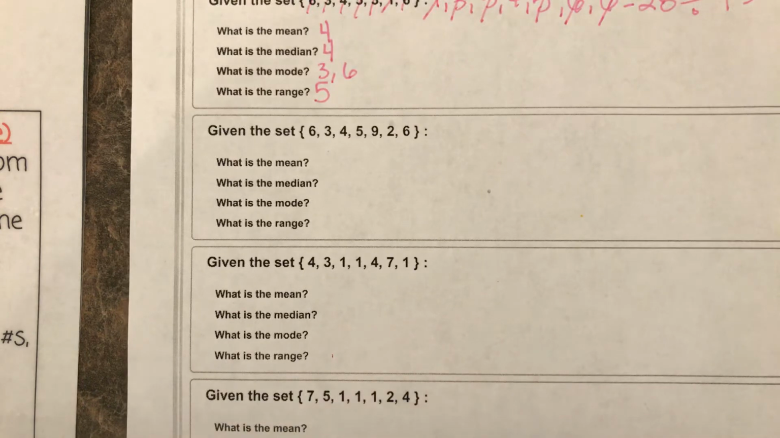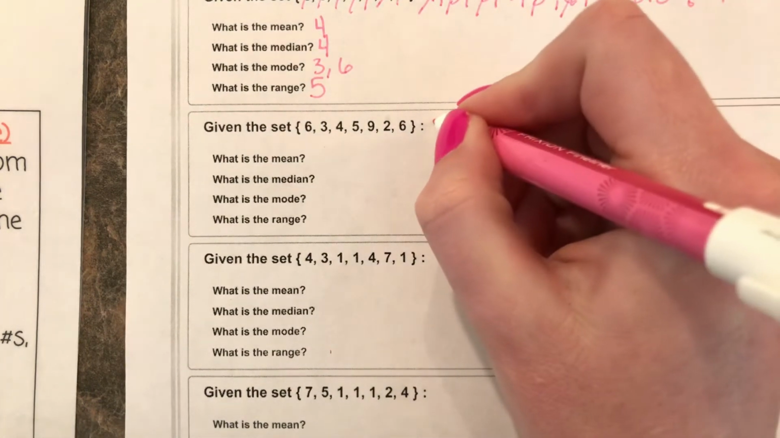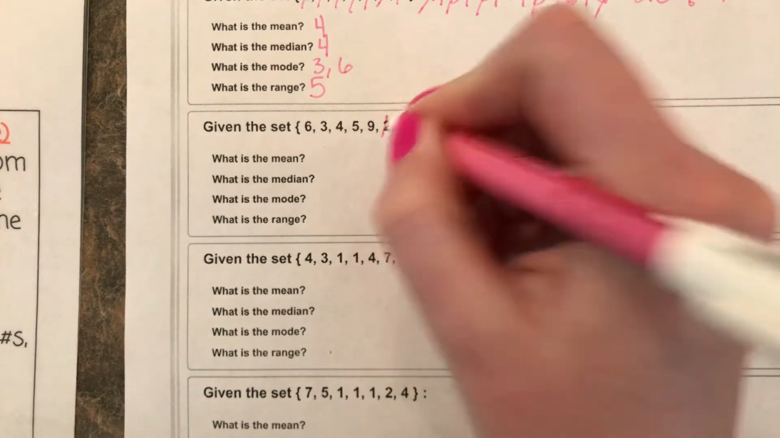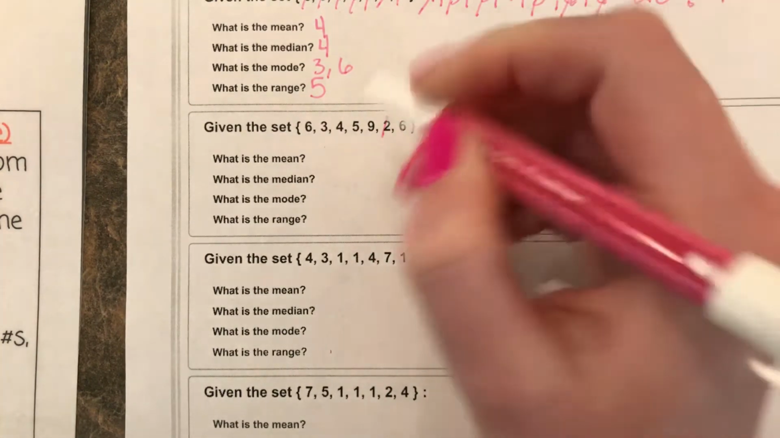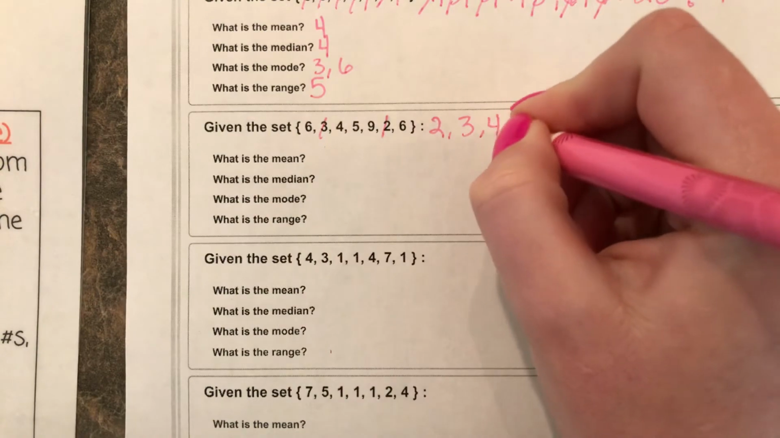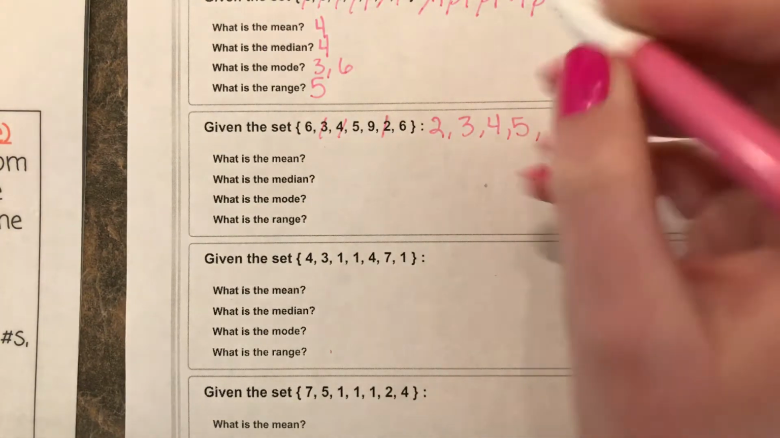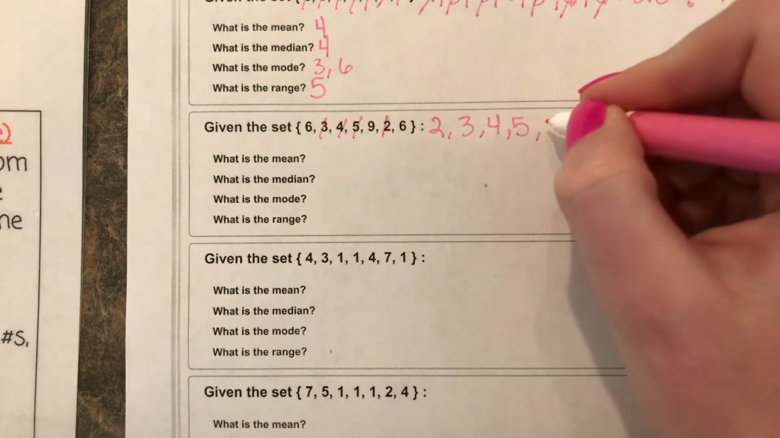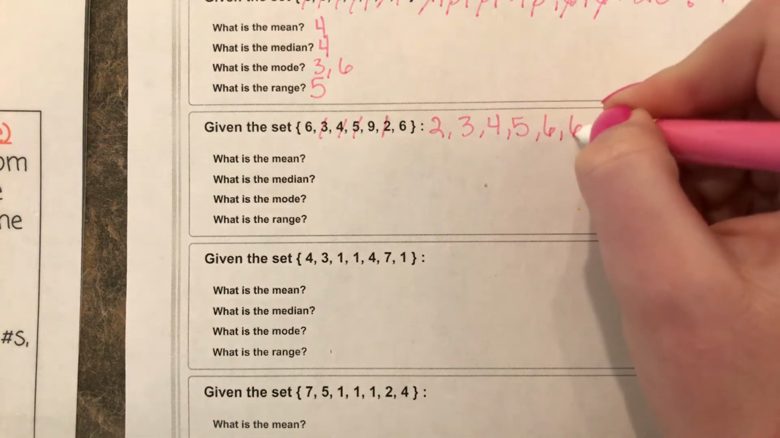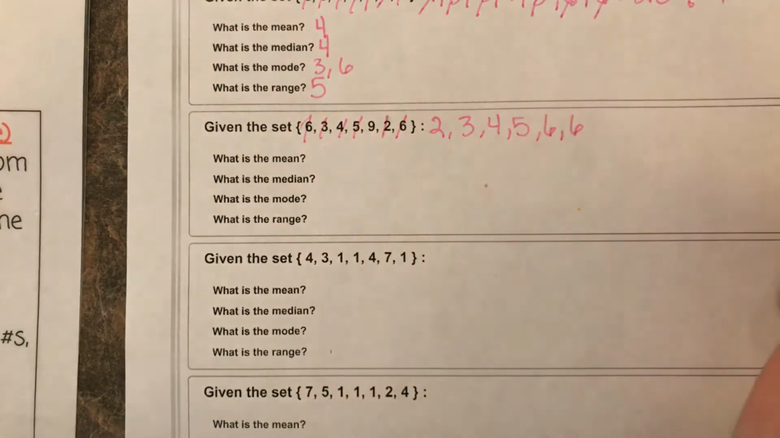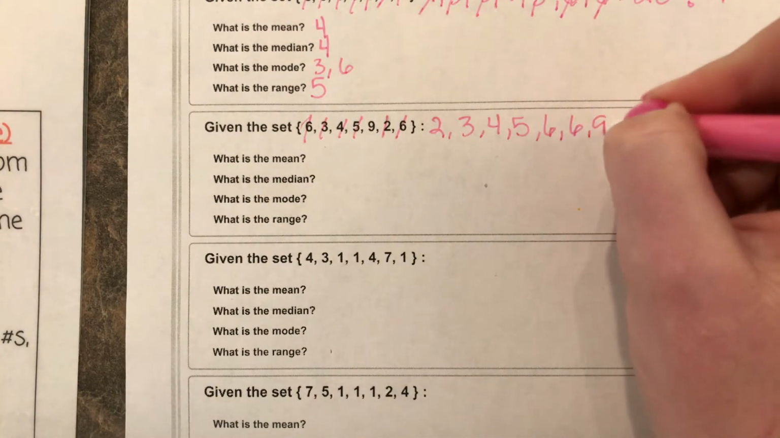Okay, question number 2. Same thing. We've got to put our numbers in order from least to greatest. So 2 is first, 3, 4, 5, 6 and 6, and 9.